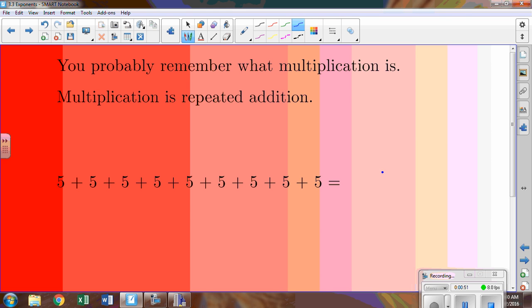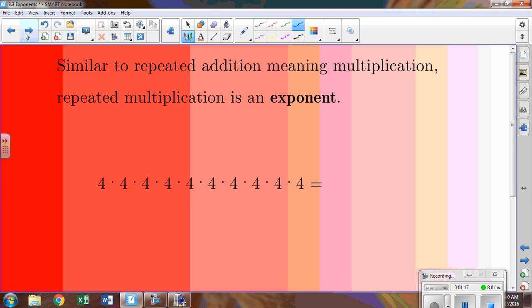When we repeatedly add the 5 over and over and over, it's 5 times how many times it shows up. So for us, we have 1, 2, 3, 4, 5, 6, 7, 8, 9. This long string of addition is the same thing as 5 times 9. There is something similar with repeated multiplication. When you have repeated multiplication, that's what exponents are for.